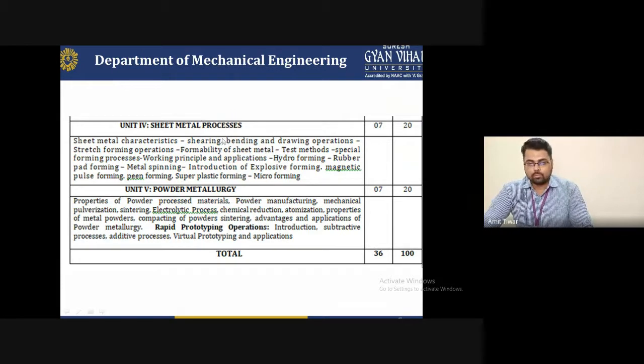And the last, the 5th unit, we will cover powder metallurgy, in which we discuss the properties of a particular material, powder manufacturing processes, mechanical pulverization, sintering, electrolytic process, chemical reduction, atomization, properties of metal powder, compacting of powder, sintering, advantages, disadvantages and applications of powder metallurgy, and rapid prototyping, in which the introduction of rapid prototyping, subtractive processes, additive processes, and virtual prototyping and applications are discussed in unit 5, that is powder metallurgy.